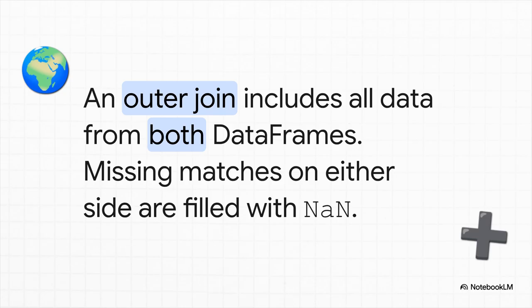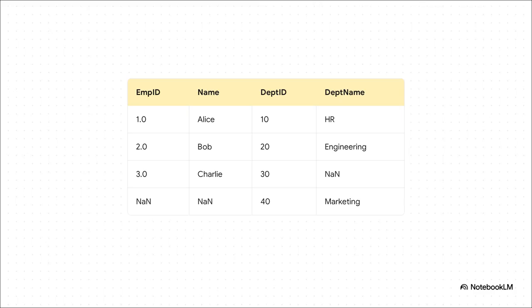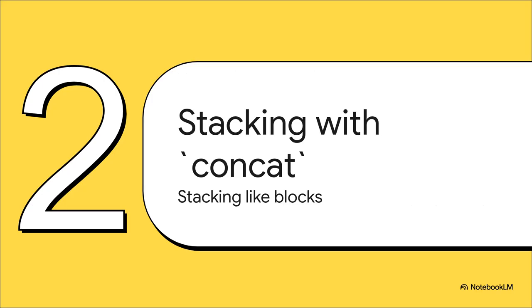Okay, last one for merge. What if you're a completist? What if you want to keep everything, every single row from both tables, whether there's a match or not? Well, for that, my friends, we have the outer join. This one is the include everybody party. Seriously, look, everyone and every department shows up in the final result. We've got Charlie, our employee, who didn't have a matching department, and we've got the marketing department, which didn't have a matching employee. Pandas just neatly fills in the gaps on both sides with NaNs. Super useful.